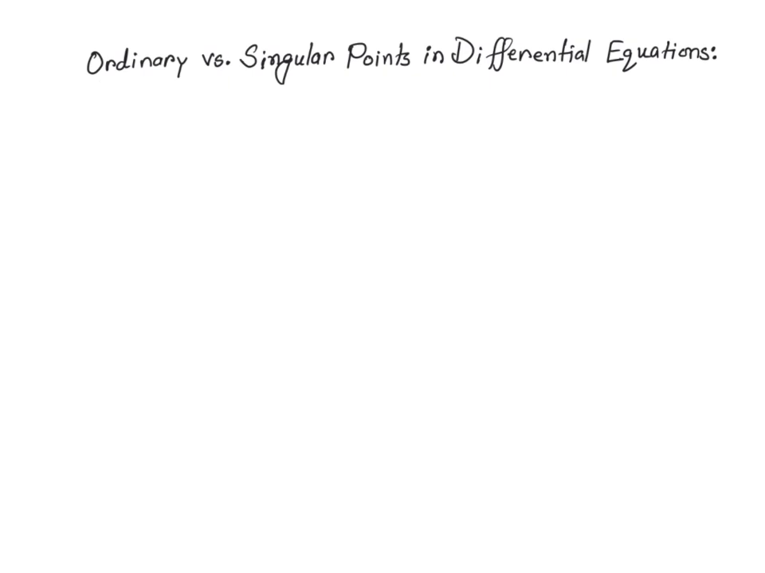In this video, I'm going to talk about ordinary versus singular points in differential equations. Let's go ahead and start off with a second order homogeneous differential equation that has the following format. P of x, uppercase P of x, y double prime, plus Q of x, y prime, plus R of x, y is equal to 0.